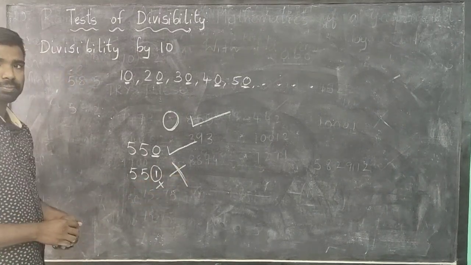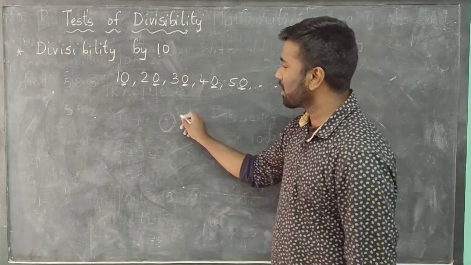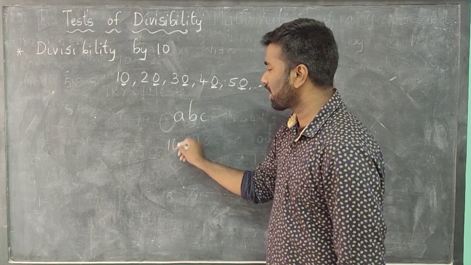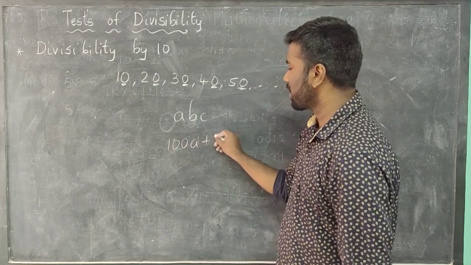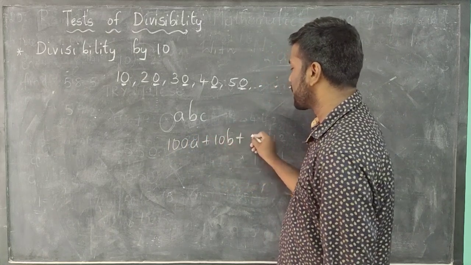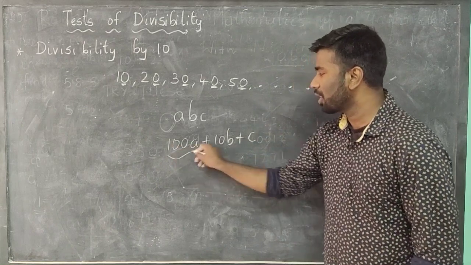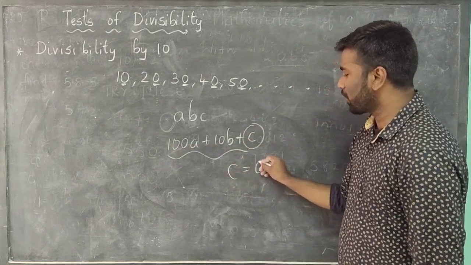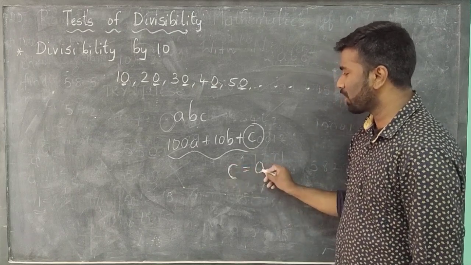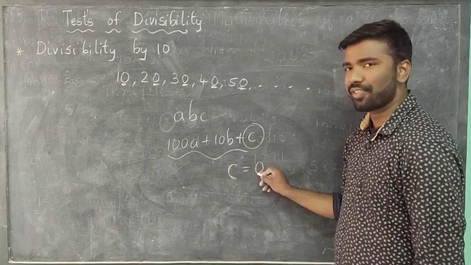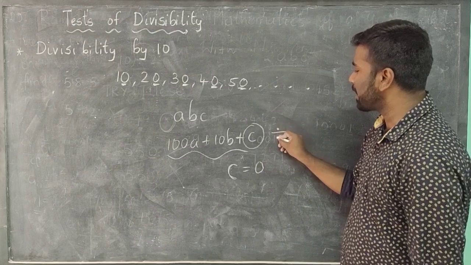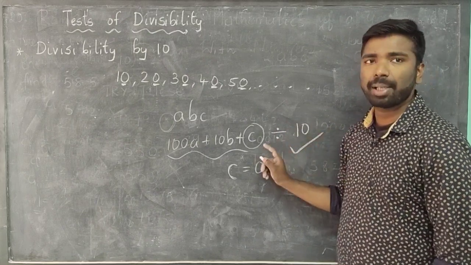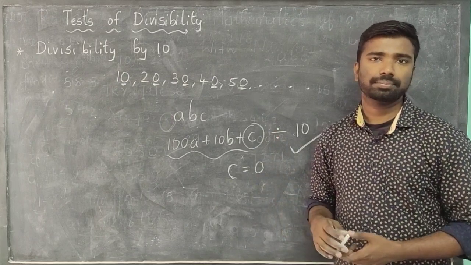Students, consider a 3-digit number ABC. In the general form I can write it as 100A plus 10B plus C. Now the unit digit is C. When C equals 0, that means in the unit place if we have 0, it is completely divisible by 10.